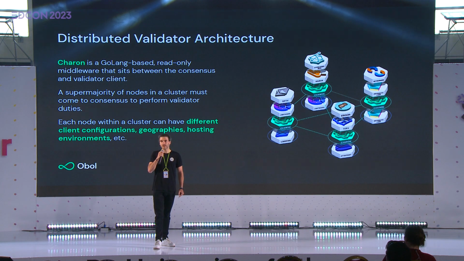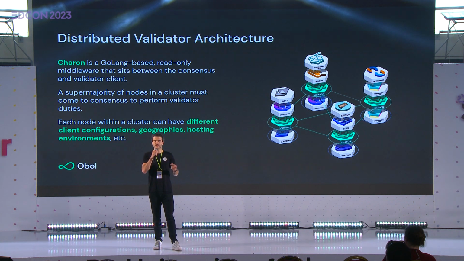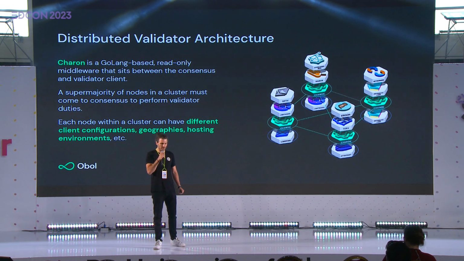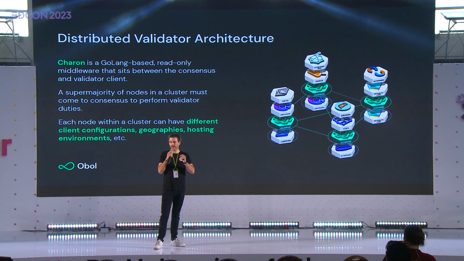This is important because it means you can build a read-only middleware that enables distributed validator technology. What that means is, Charon is the name of our first client. It's built in Go, and it sits in front of a consensus layer beacon API. And each of the Charon nodes in your cluster talk to one another, and they basically just do a quick consensus game saying, hey, we have to sign something next slot. What are we picking?